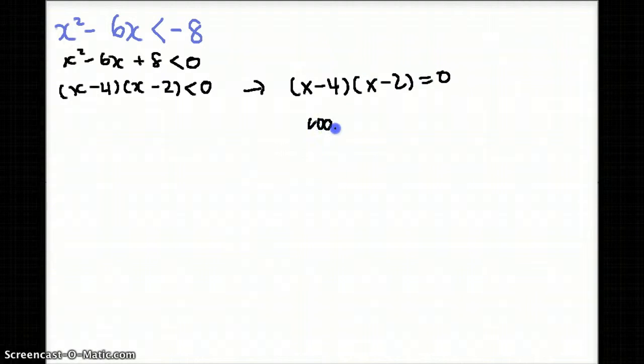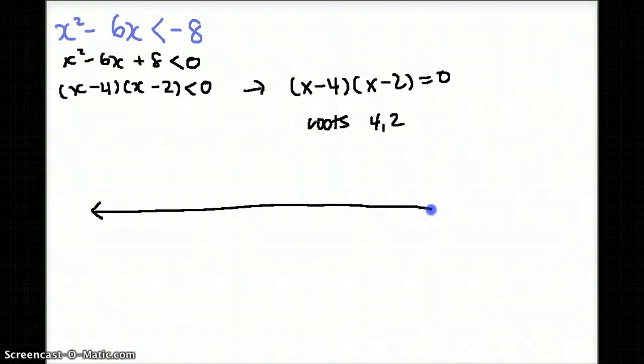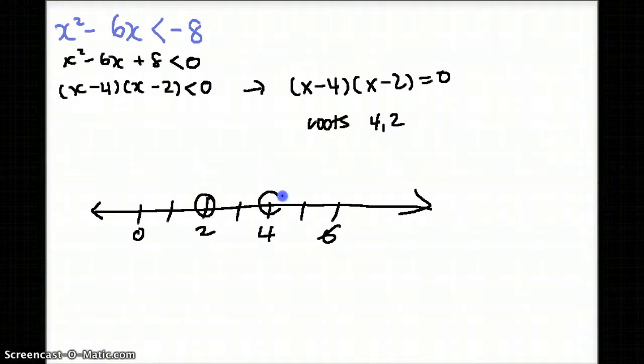Then the roots are 4 and 2, right? So we're going to draw the number line. So we have 0, 1, 2, 3, 4, 5, 6. We're going to indicate the roots on the graph by drawing circles. So we have 2 and 4. The reason why I do an open circle is because it's a less than and it's not less than or equal to. So it's not including 2 and 4.